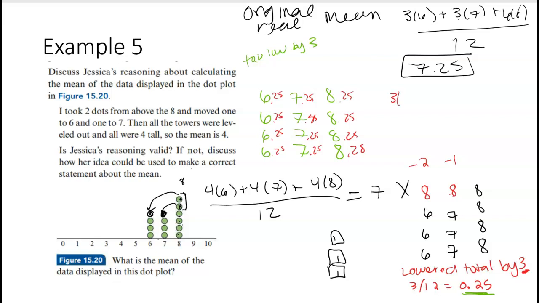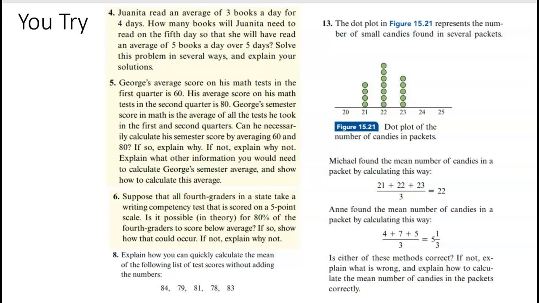So now we're saying, okay, 3 times 6.25 plus 3 times, I'm sorry, there's 4 of this. 4 times 7.25 plus 4 times 8.25, all divided by 12. So let's type it in. 4 times 6.25 plus 4 times 7.25 plus 4 times 8.25, enter, divide by 12, we get 7.25. So that would work. So she was kind of on the right track, but not really, because these aren't units. They are different numbers.